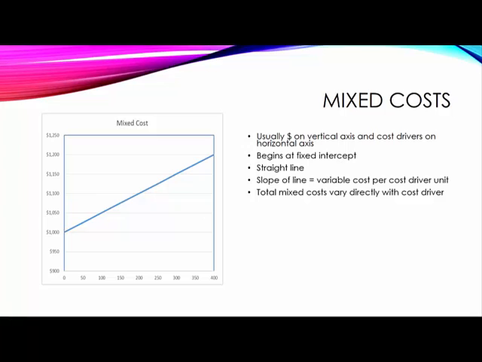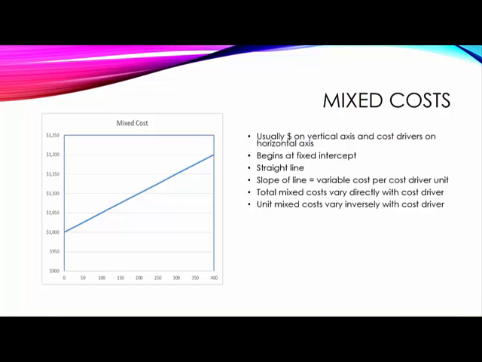So if I have 50 candy bars, my cost is $1,025. If I have 100 candy bars, my cost is $1,050. If I have 200 candy bars, my cost is $1,100. That's 1,000 plus the number of candy bars times the 50 cents.